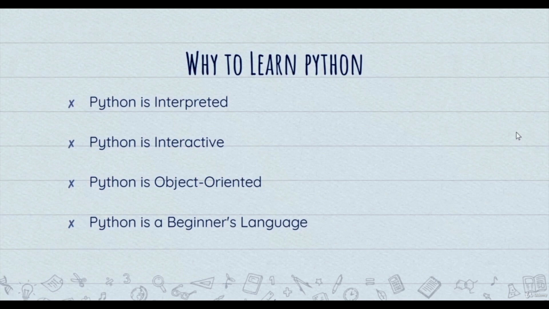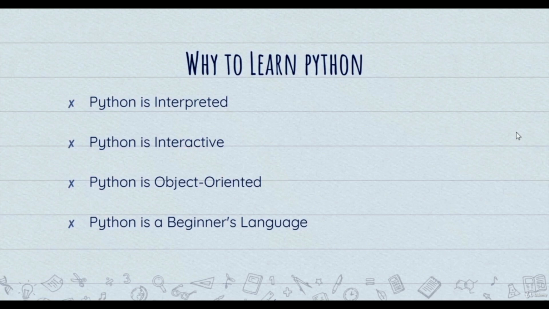The next one is Python is interactive. You can actually sit at a Python prompt and interact with the interpreter directly to write your programs. So this is how it is user friendly, and also very communicative in terms of a language. And the next one is Python is object oriented. Python supports the object oriented style or technique of programming that encapsulates code within objects.